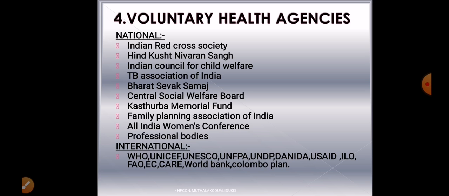Then at the international level, we have various voluntary health agencies. This comprises WHO, UNICEF, UNESCO. There are so many. We are going to study in detail about all these in the coming classes. So tomorrow onwards, I am going to start with the next unit, which is the health agencies. In that particular unit, we are going to study about all the international and national health agencies. I will not repeat the national health agencies since we have already studied them in this unit. So there we will be seeing in detail about the international health agencies.